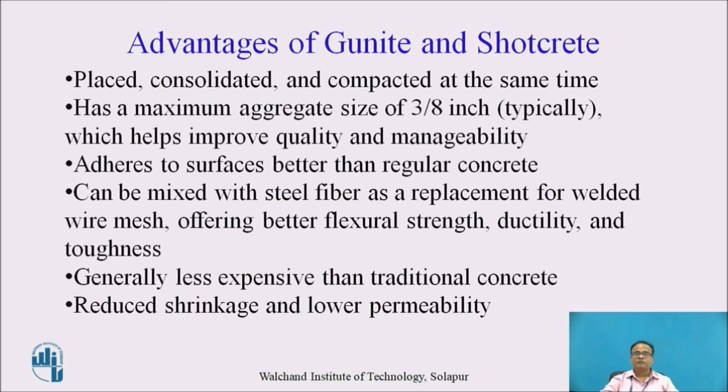It can be mixed with steel fiber as a replacement for welded wire mesh, which offers better flexural strength, ductility and toughness. It is generally less expensive than traditional concrete, and it also reduces shrinkage and has lower permeability. So these are the advantages of the guniting and shotcrete method.